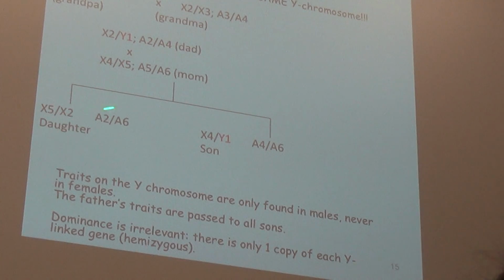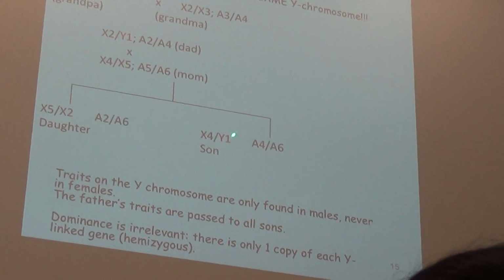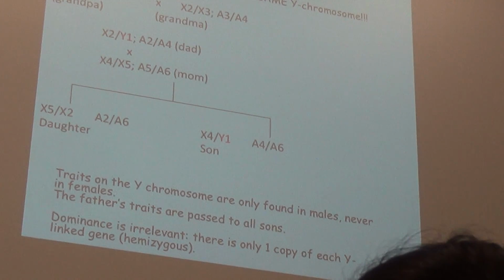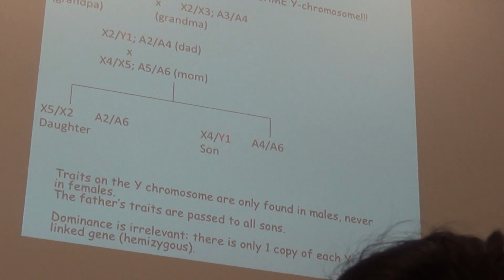Okay? But look at this grandson here. He will get the Y1 chromosome from the father, and then he might get an X4 chromosome from the mother. So note what happened to the Y chromosome. There's the Y1 chromosome in the grandfather. The father also had only the Y1 chromosome. The son also had the Y1 chromosome.